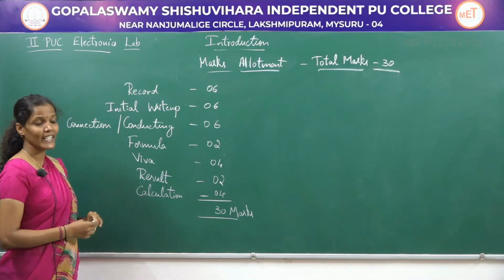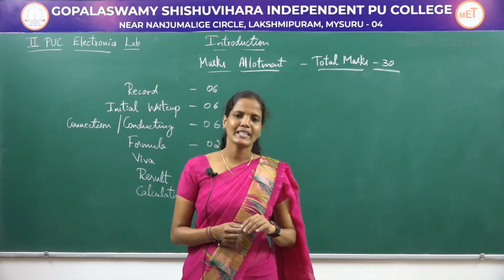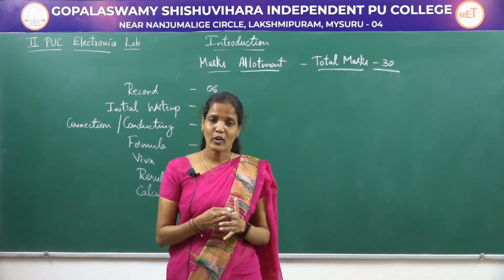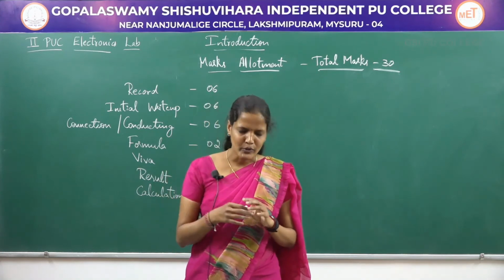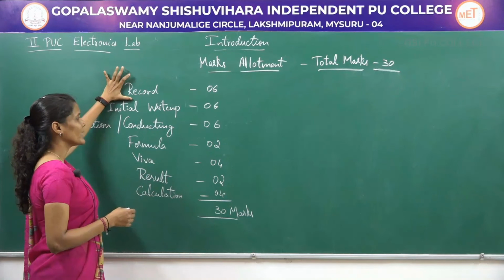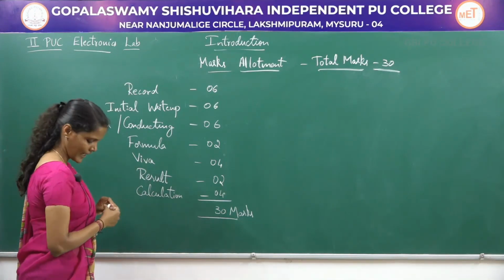The very first category is record. Maintaining a record is very important. You have to write each and every experiment in the record, and that record must be corrected whenever you come to the next lab. So for maintaining a record, you will be getting 6 marks, and the next one is the initial write-up.